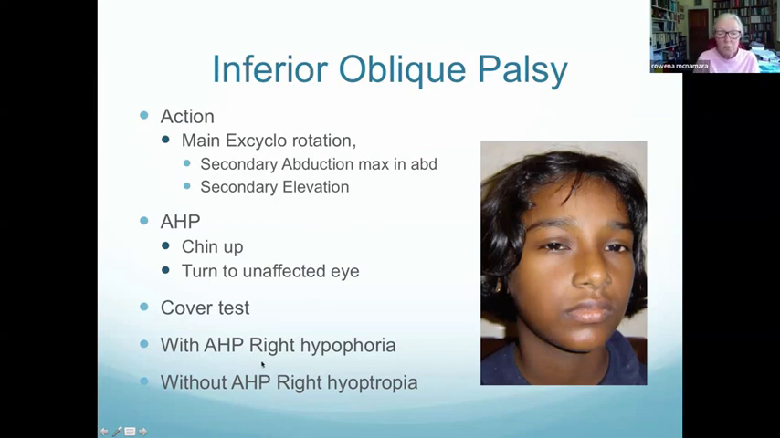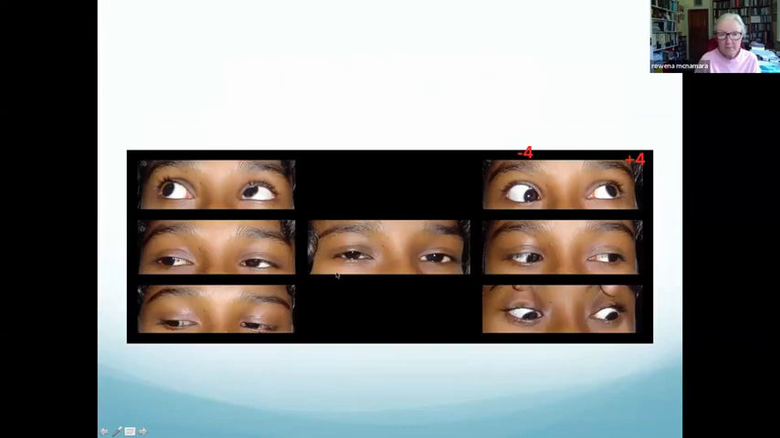So the cover test with the head posture will be a foria, a latent squint with single vision, and without the head posture, there will be a manifest squint with double vision. So here are her 9 positions of gaze. This is the same picture in the primary position. So there's no manifest squint in the primary position.